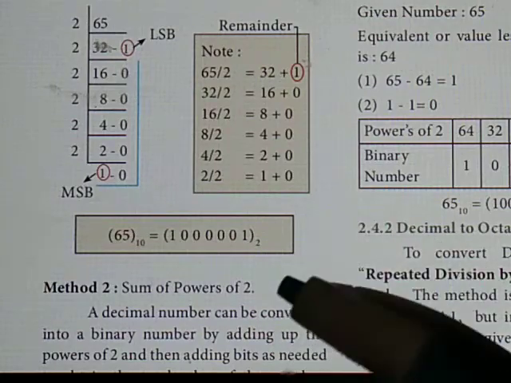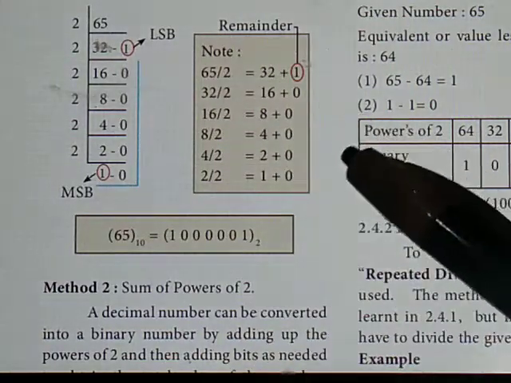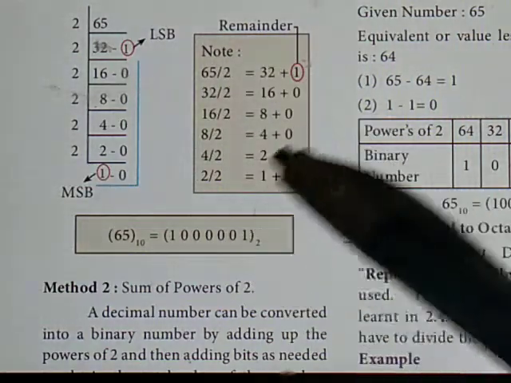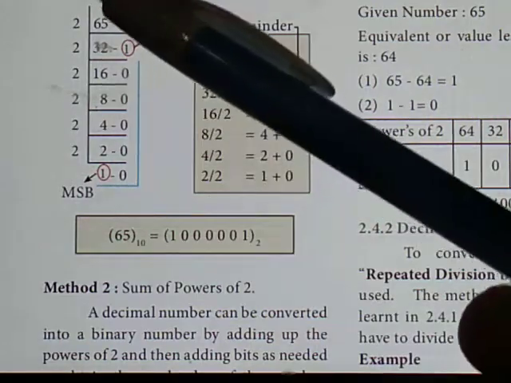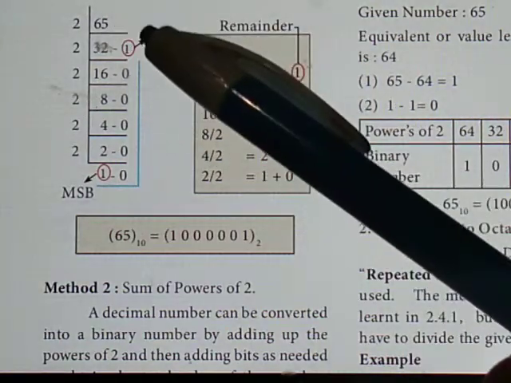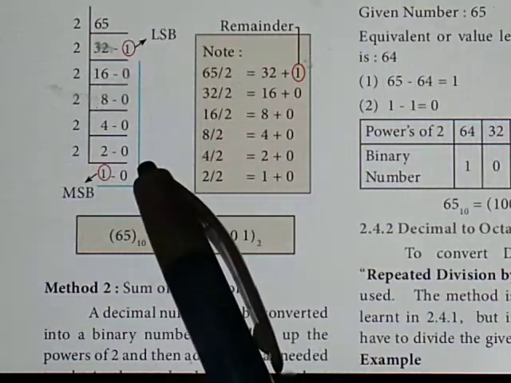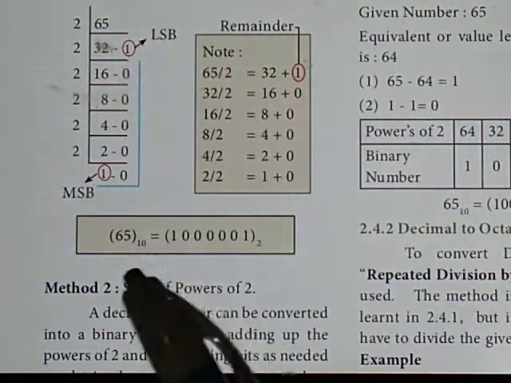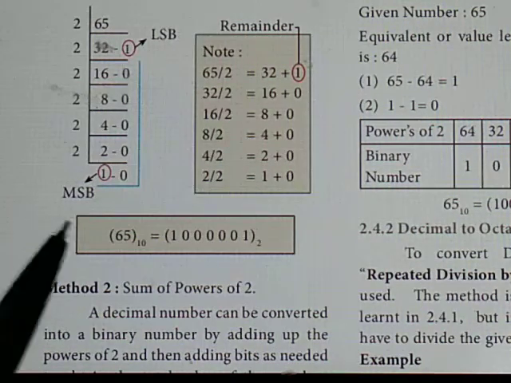So this is one method for converting a decimal number to binary. You can try some more numbers by yourself. Take one decimal number and divide it by 2, and we will get a remainder of 1 or 0. Then you write the remainders from bottom to top. So this is the binary number for 65.